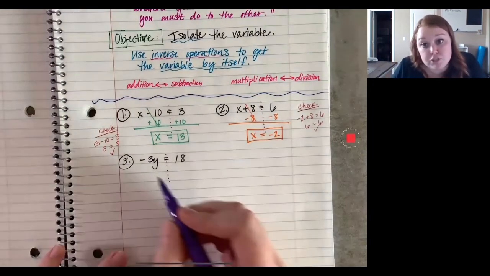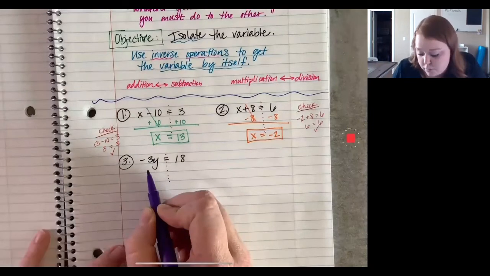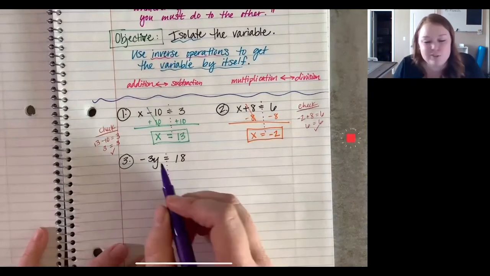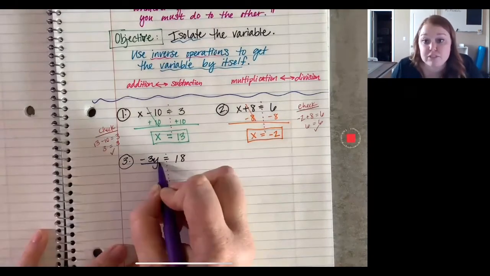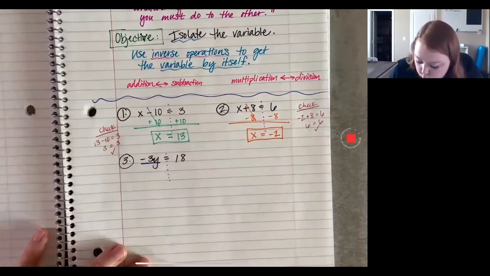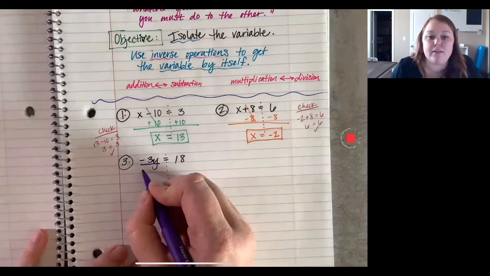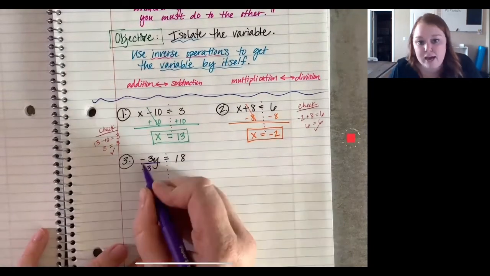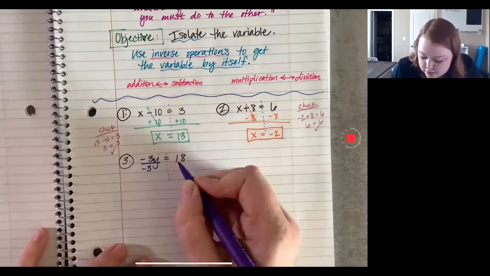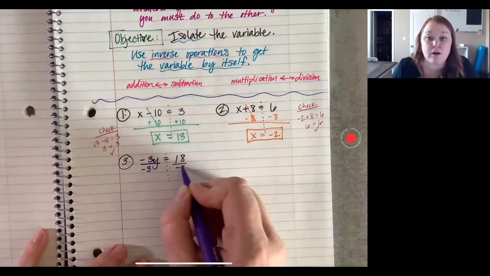How we show division, now that you're in high school, now that you're in algebra, we don't use the division sign. No. That's kind of elementary. We use a fraction bar. Fractions mean division problems, right? So we need to divide by -3. Whatever I do to one side, I have to do to the other. So I got to divide this side by -3 as well.